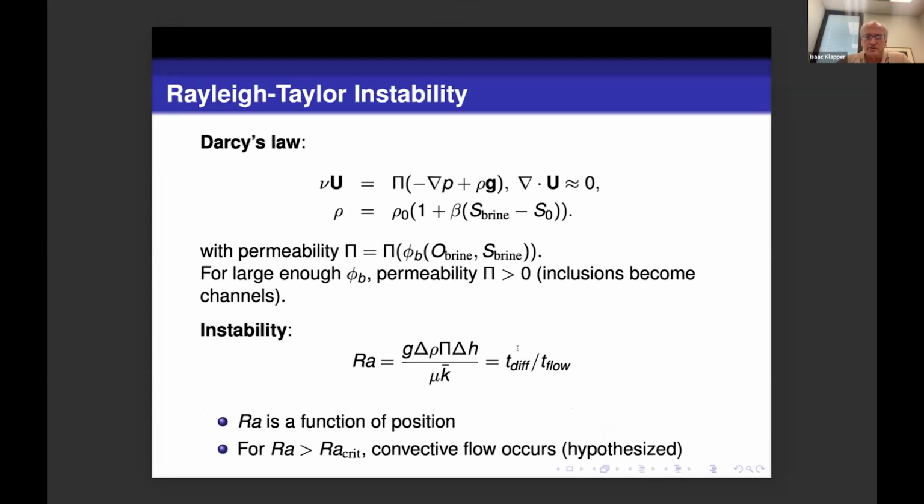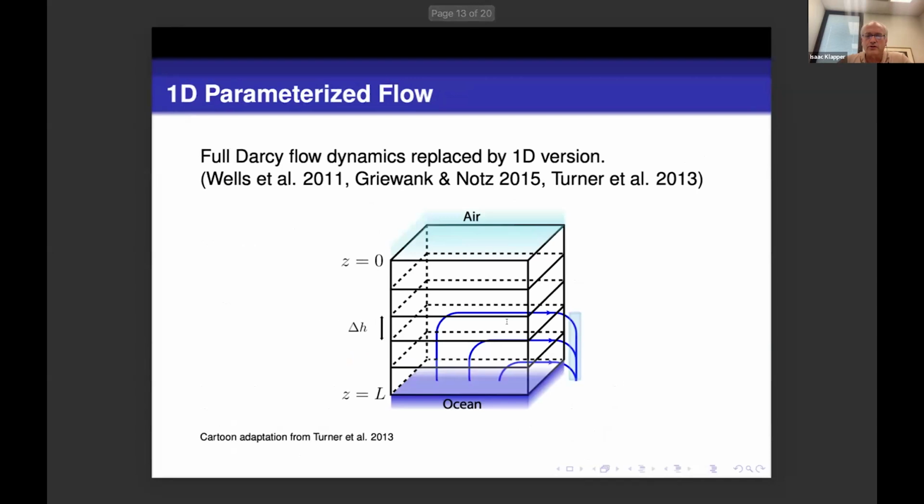Okay, so this is basically what I've been talking about. You can actually drive Rayleigh-Taylor instability off of Darcy's law, if the Rayleigh number gets large enough, and that's been done by various people, Worcester and others, for a while. I'm not sure I even have all the right references here.